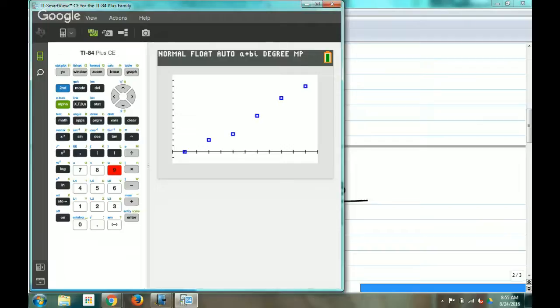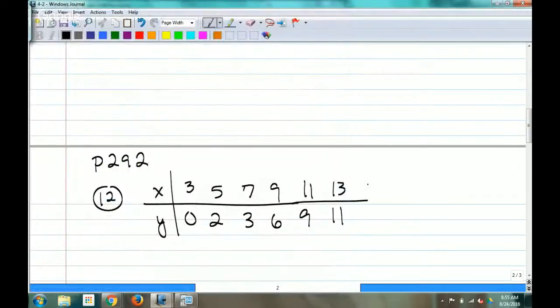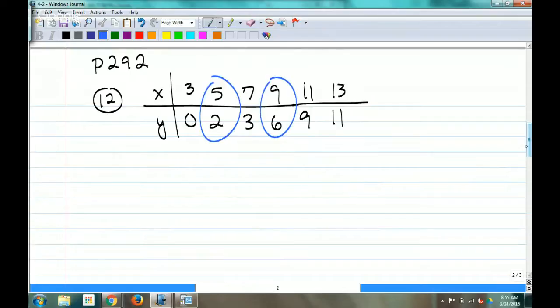Okay, now let's write an equation of a line. So we're going to pick 2 ordered pairs. Let's just pick 5, 2 and 9, 6. We're going to use those 2 to manually write an equation of a line. So if we're going to write the equation of a line, what do we need? We've got to have a slope and a y-intercept. So that's the things we've got to find. I'm going to find the slope. It'll be 6 minus 2 over 9 minus 5, which is 4 over 4, which is 1. Slope of 1.